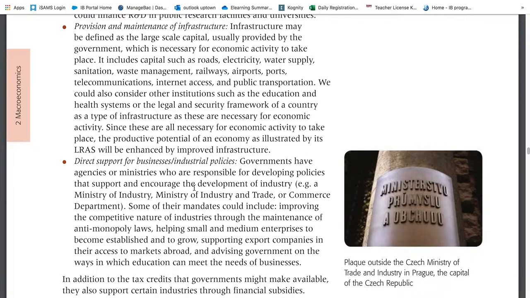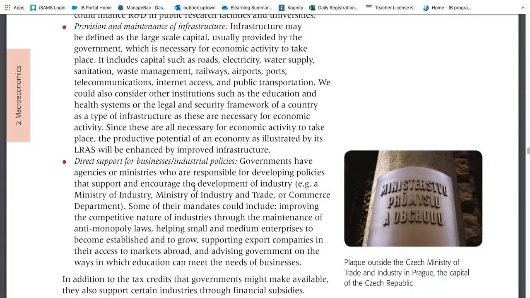A final point is direct support for businesses and industries. A lot of times the government can set up laws where they can help more competition, help out small and medium enterprises become more established by either giving them support financially or advice. There's a lot of advising companies. So here in the UAE, actually, we have a really good SME initiative by the government where they'll actually help SMEs set up business plans and promote their ideas and things like that. So there's a lot of things that the governments can do on the interventionist strategy to help improve the supply.